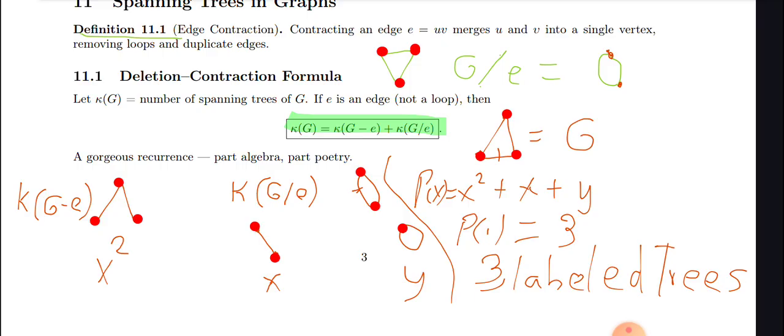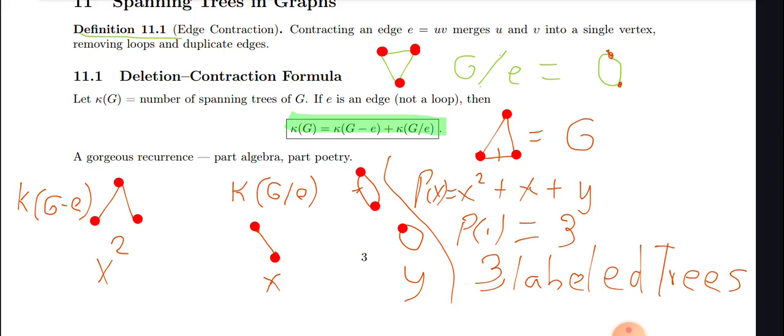Think about it like this. You're looking at all the possible spanning trees. Every single one of them must either exclude the edge e or it must include the edge e. There's no third option. The number of trees that exclude e is just the number of spanning trees in the graph with that edge deleted, so tau of G minus e.